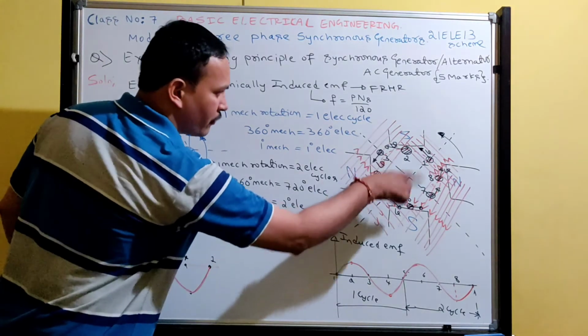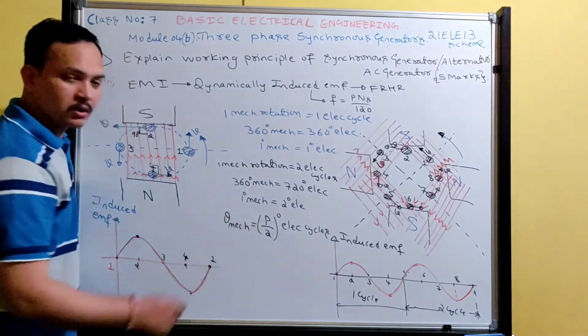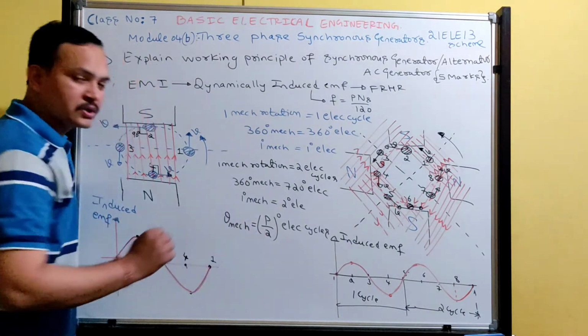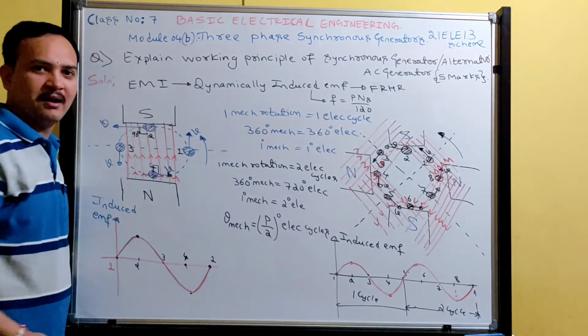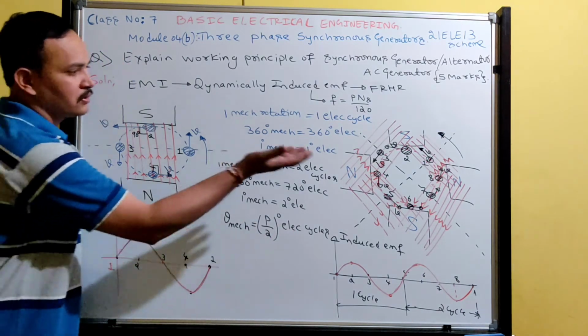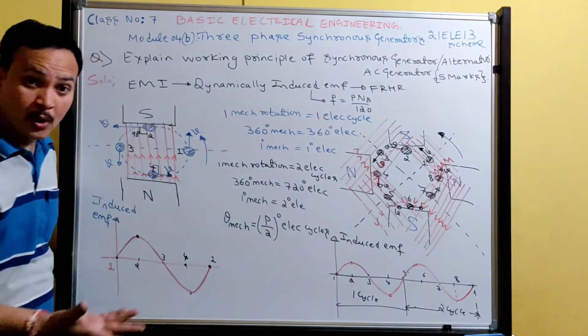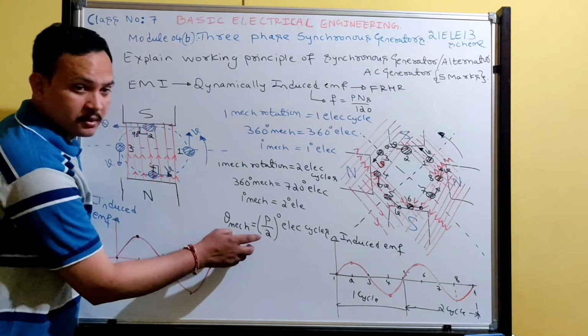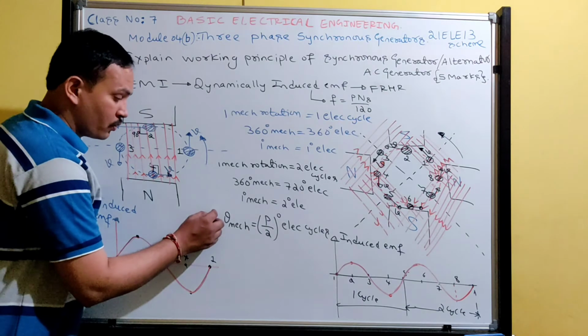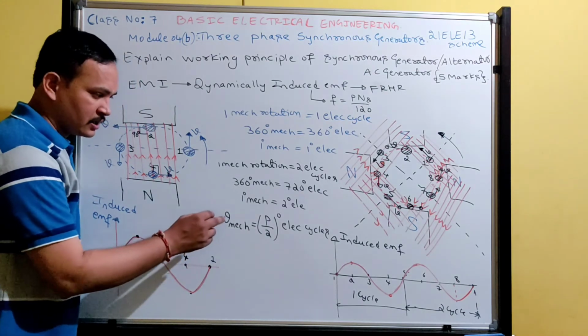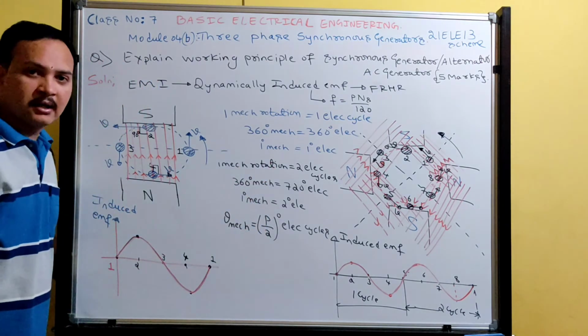Now you take 4 poles. Put P equal to 4 here. 4 by 2 is what? 2. 1 degree mechanical is equal to 2 degree electrical. Got it? Then if you explain the same concept for 6 poles, 6 by 2, you will get 3. That means 1 mechanical degree of rotation will give 3 degree electrical.